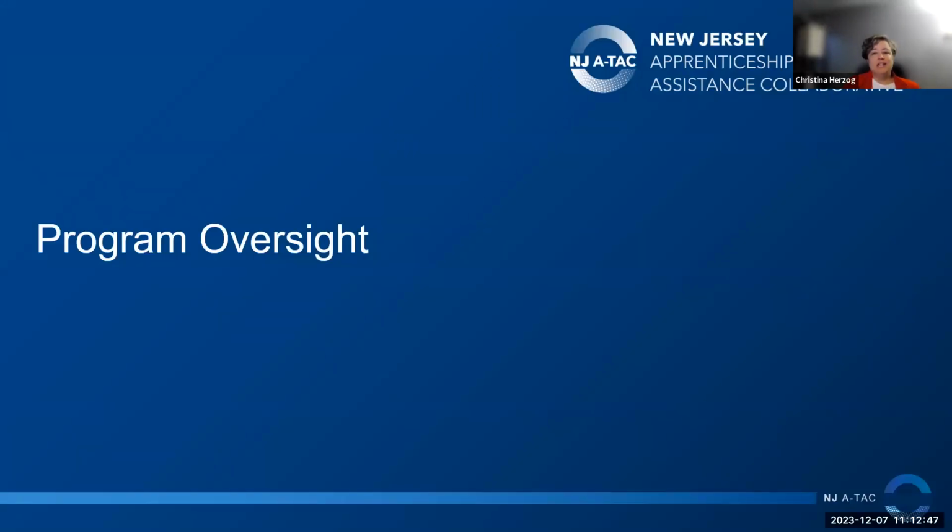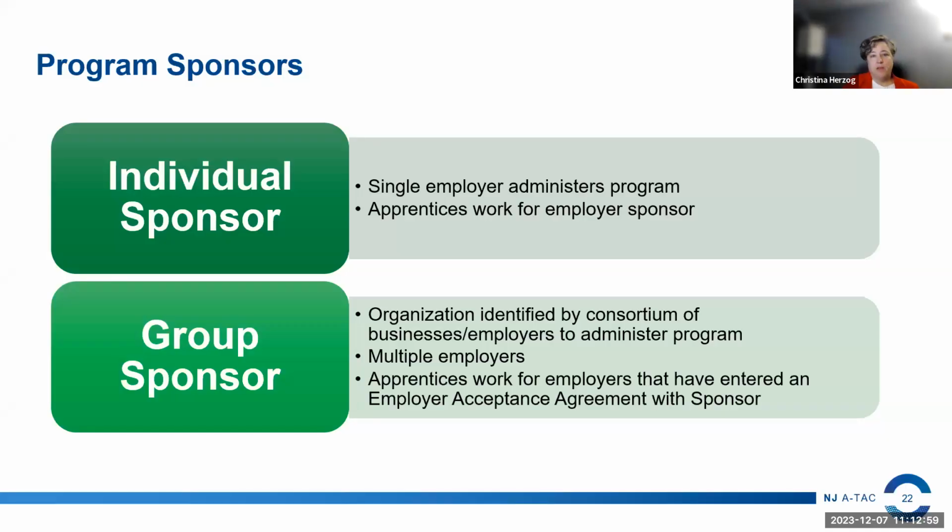Now that we've talked a little bit about the 7 elements of apprenticeship programs and the types of program designs, we're going to talk about who is responsible for really administering apprenticeship programs. The term sponsor refers to the entity that bears the full legal responsibility for operating a registered apprenticeship program. So program sponsors fall into 2 categories.